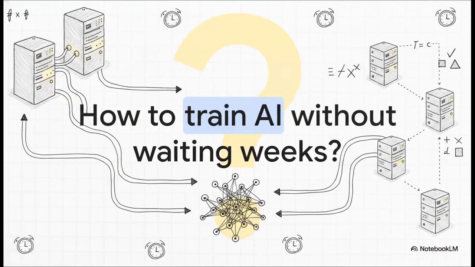So I want to pose a fundamental question to you all. Since a single server might take weeks or even months to train a massive neural network on a colossal dataset, how do we speed this up without the entire process just crashing and failing? Well, the obvious answer is you distribute the workload across multiple machines, right? But coordinating those machines, man, that is where the math gets incredibly tricky.